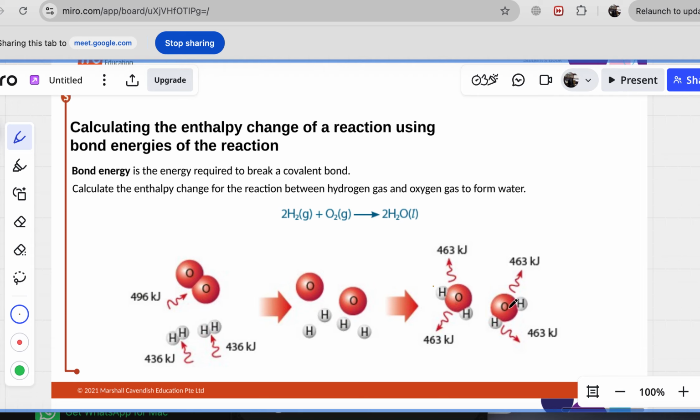Whatever is given, it will be given in the table. You say plus that value. That the total for the reactant is called energy in. Then what you get for the product is energy out.